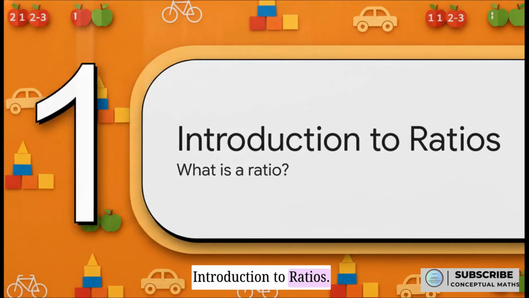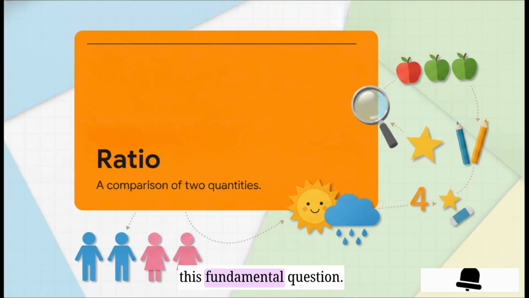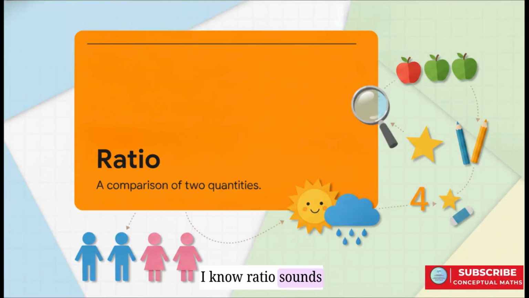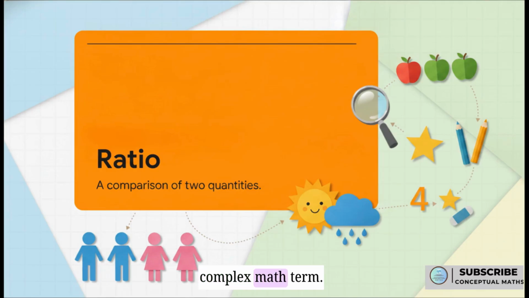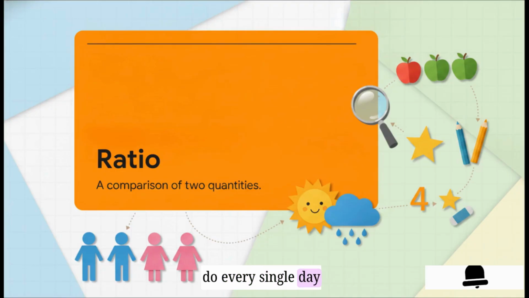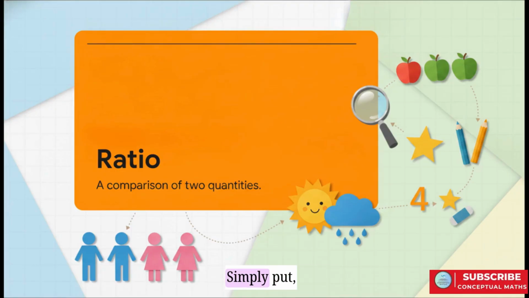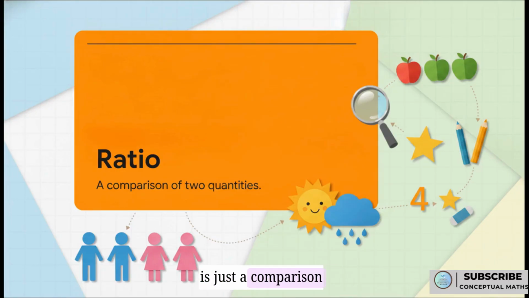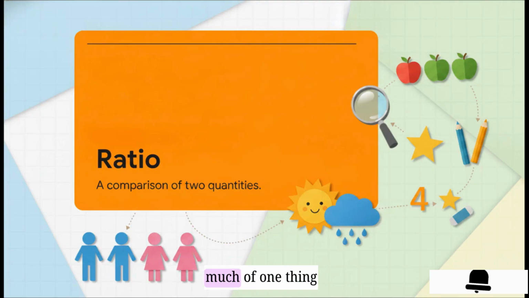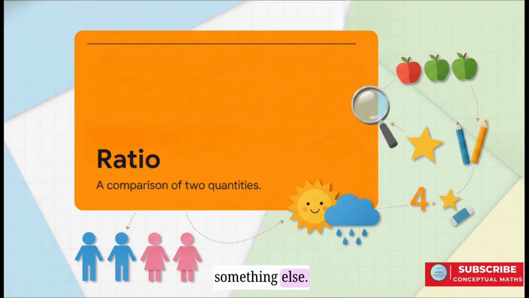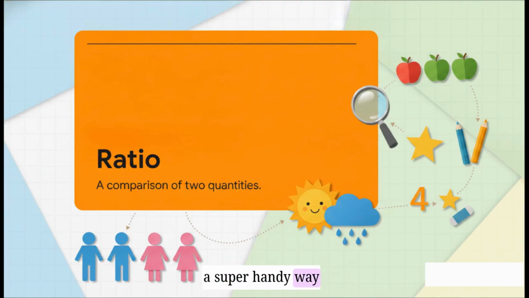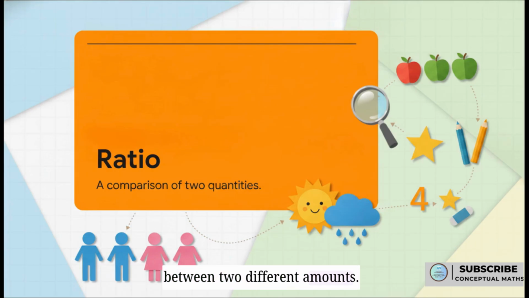Introduction to ratios. What exactly is a ratio? Well, let's dive right into this fundamental question. I know ratio sounds like some fancy, complex math term, but the core concept is literally something you do every single day without even realizing it. Simply put, a ratio is just a comparison of two quantities. We use it when we want to see exactly how much of one thing there is compared to something else. It's really just a super handy way of showing the relationship between two different amounts.